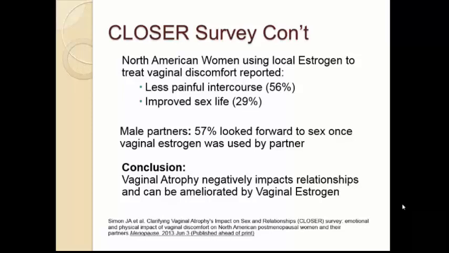The conclusion of the Closer survey was that vaginal atrophy negatively impacts relationships. However, this can be ameliorated by the use of vaginal estrogen, a key learning point.